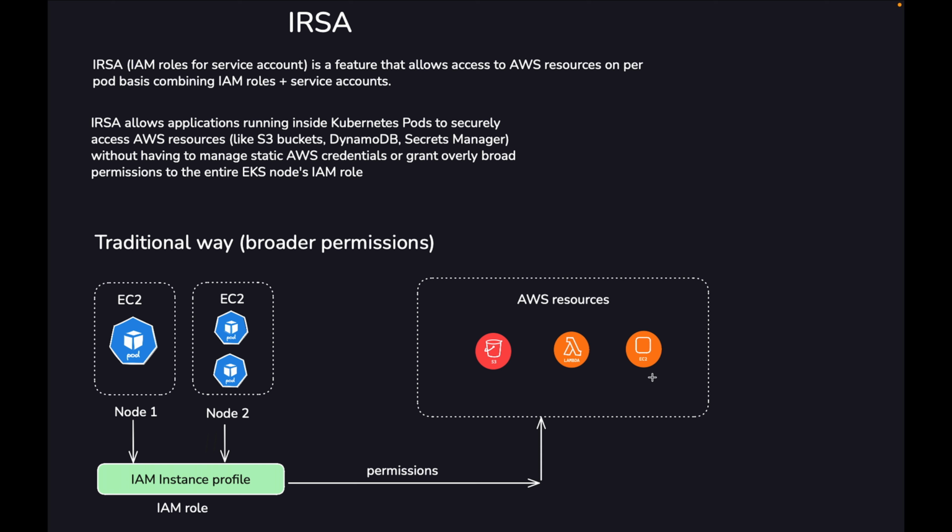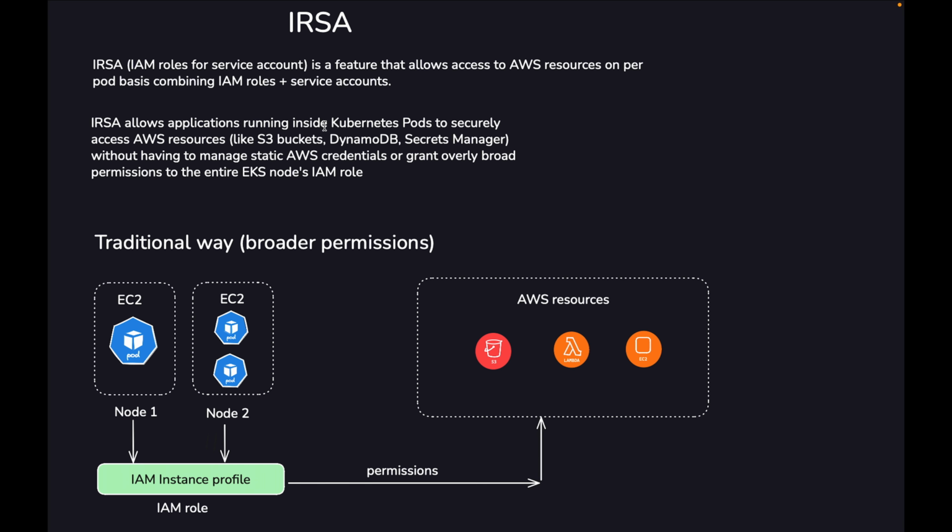So what's IRSA? IRSA is a feature that allows access to your AWS resources on a per pod basis, combining IAM roles and service accounts. The phrase per pod basis is important here because it really allows you to give granular permissions to individual pods to access your AWS resources.